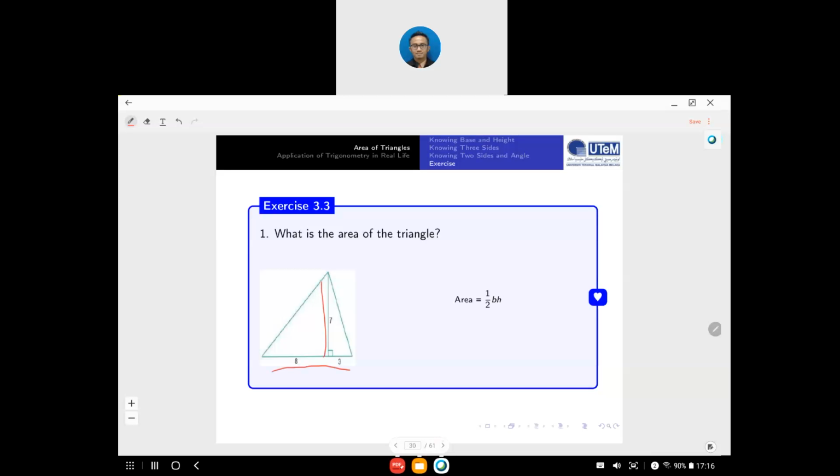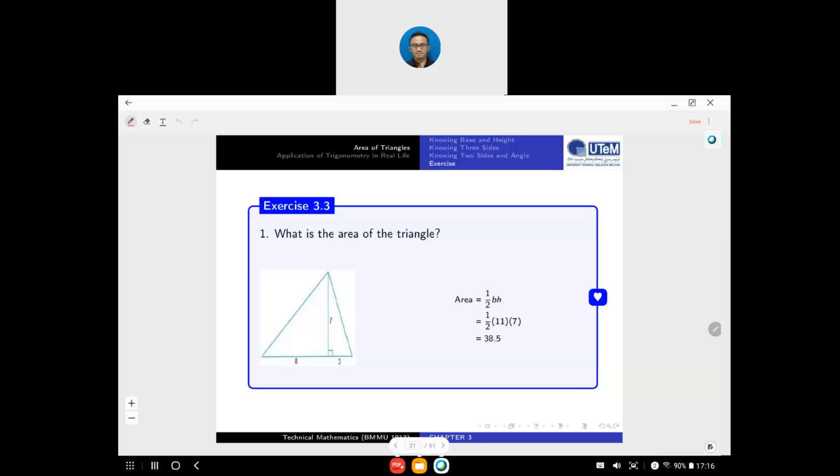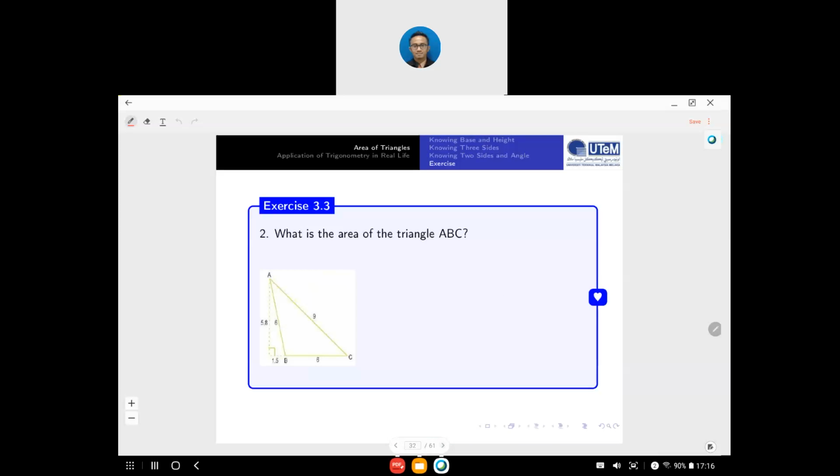So this one directly, because you have the base and height. 1 over 2 times by 11, because the base is 8 plus 3, times by 7, which is the height. So you can get 38.5. So this one is question 1. Now look at question 2. What is the area of the triangle ABC?